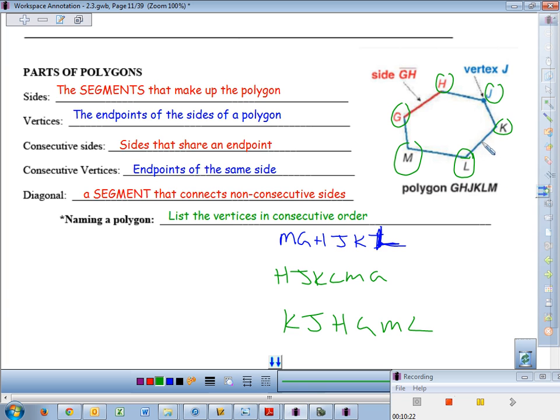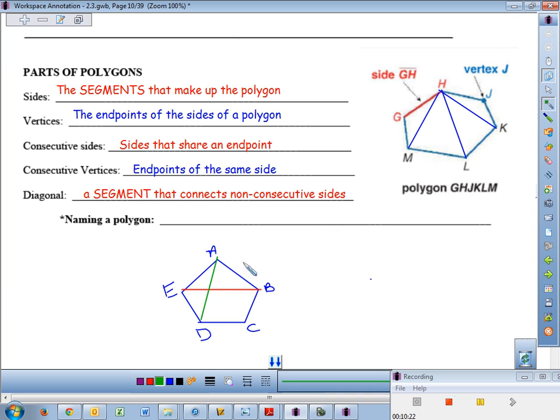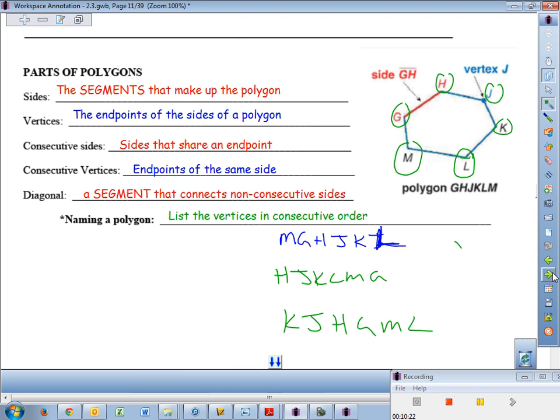If they were in alphabetical order, try to name them in alphabetical order, like this. What would you call that polygon right there? A, B, C, D, E, right? That would be the perfect name for this one right there. All righty?